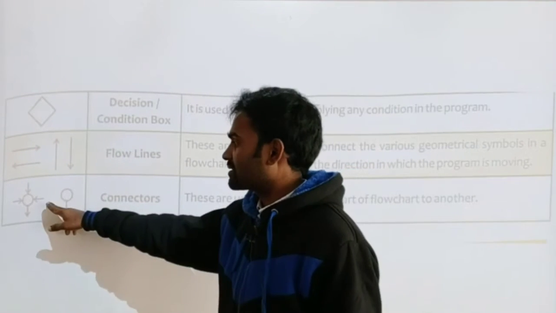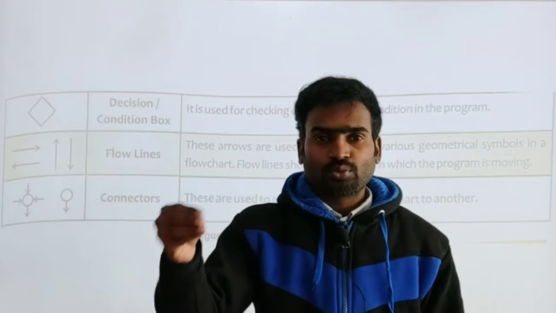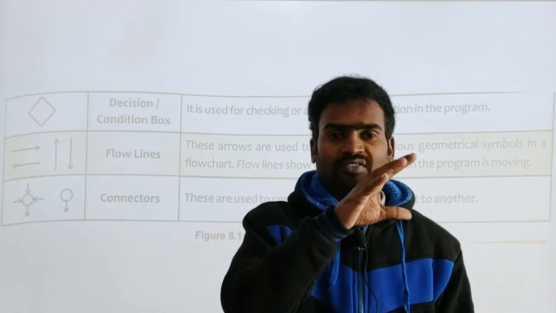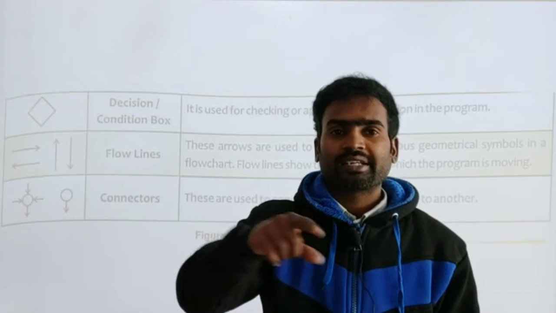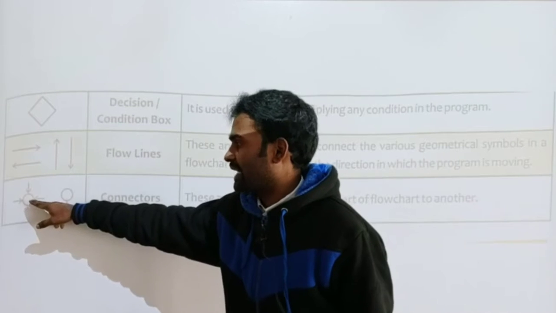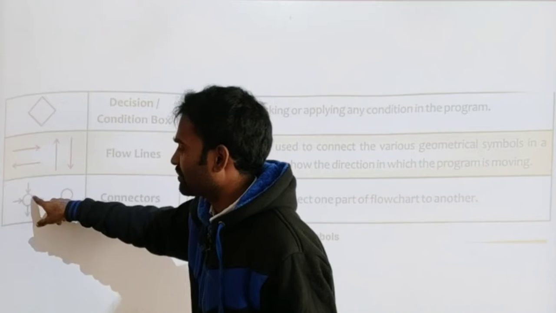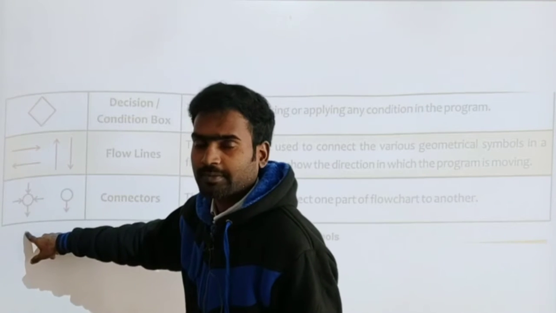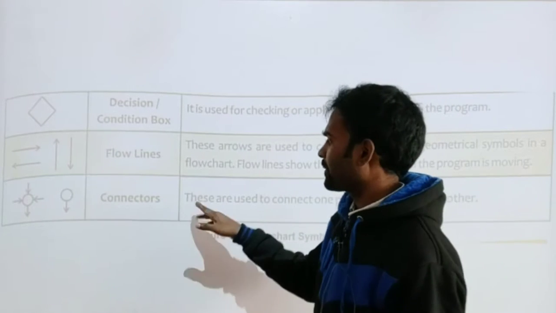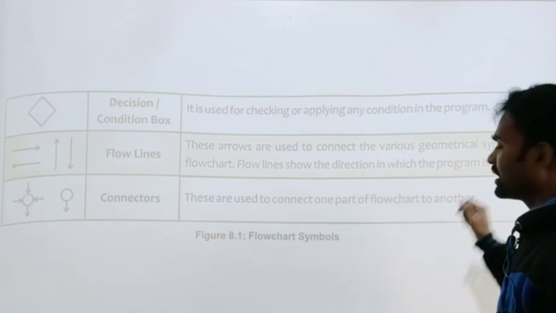And this is new for you, right? Connectors. If there are more flow lines, the connector joins them. For example, if we have more junctions, it connects to only one area. We say it is a connector here. Three more flows may join here, and it will give only one result. These are used to connect one part of a flowchart to another.